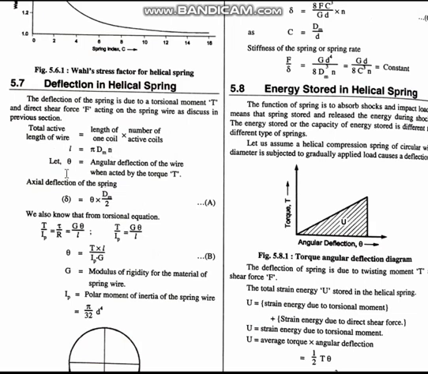Now let theta be the angular deflection of the wire when acted by the torque T. Because of the torque T, some theta is being induced. This is the angular deflection. So the angular deflection is theta, whereas delta is the actual deflection.